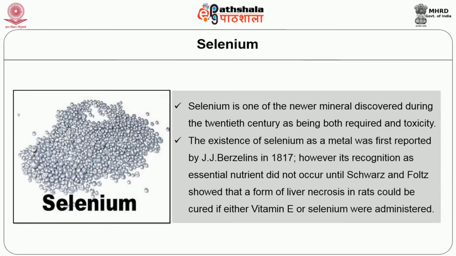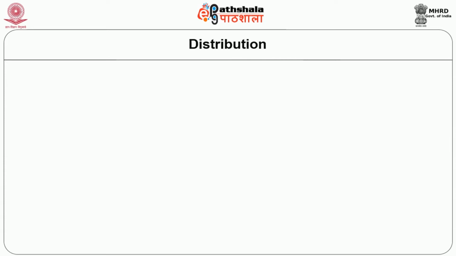Selenium. Selenium is one of the newer minerals discovered during the 20th century as being both required and toxic. The existence of selenium as a metal was first reported by J.J. Berzelius in 1817. However, its recognition as an essential nutrient did not occur until Schwarz and Foltz showed that a form of liver necrosis in rats could be cured if either vitamin E or selenium were administered. Distribution of selenium.